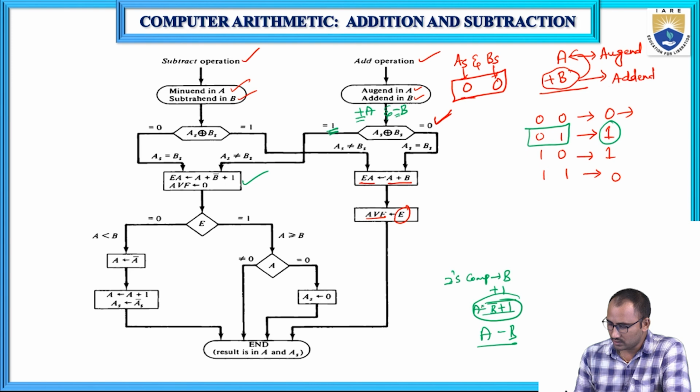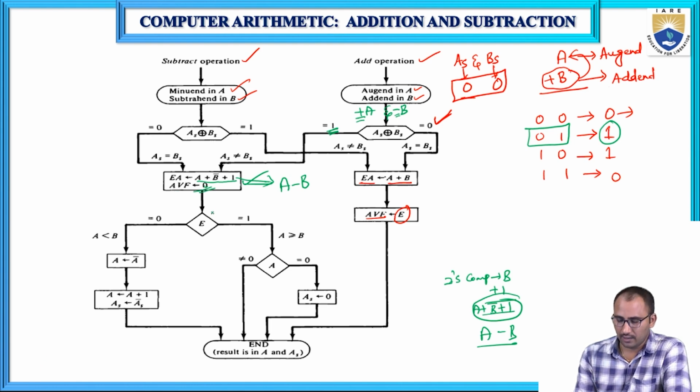So here A plus B bar plus 1. So that means what we are performing here, we are performing A minus B. That means we are performing subtraction operation. Okay, and when we are performing subtraction operation, we will not get any overflow here, AVF 0, because in subtraction we are not getting any overflow. So that's why 0 will be loaded into the AVF.